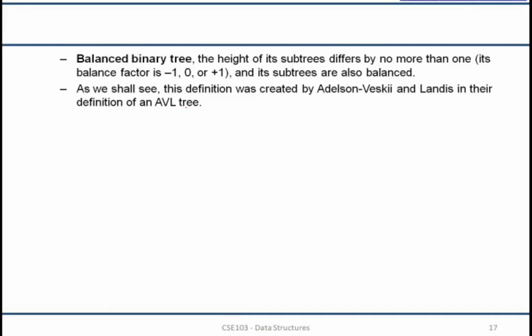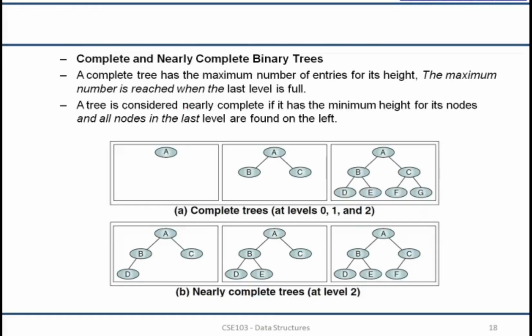Now the next definitions: complete binary tree and nearly complete binary tree. A complete binary tree means that for the given height, the maximum number of nodes should be filled. Then it is called a complete binary tree. If the height is 1, there should be 1 node. If the height is 2, then 3 nodes must be there. So how do we calculate the maximum nodes for a given height? It is 2 power h minus 1.